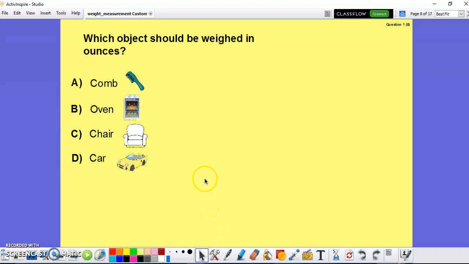Would it be a comb, an oven, a chair, or a car? The answer in this case would be comb, because if the ounce is the smallest unit of measurement, the smallest of these 4 choices would be comb.